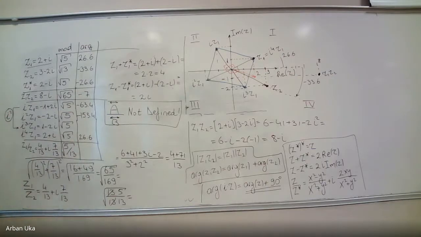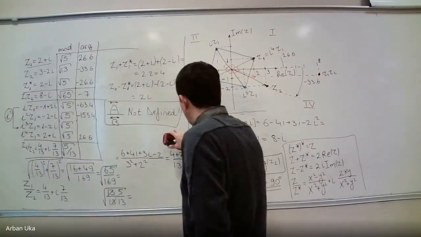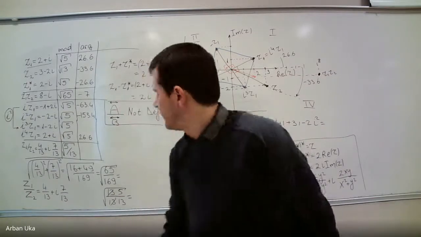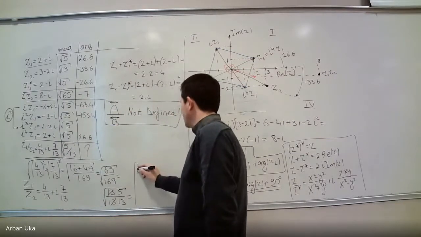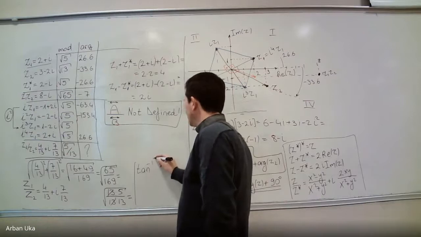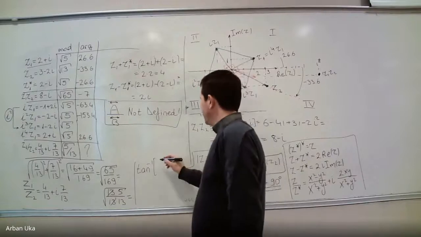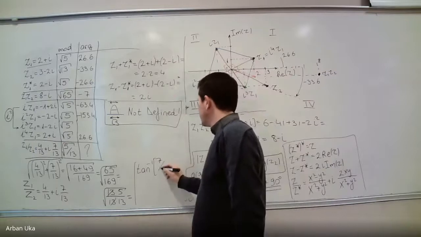So this is the modulus of this number. Then the other question is, what is the argument of this complex number? The argument of this complex number is going to be equal to the tangent inverse. So we're looking for this number. That number over there is going to be the tangent inverse of what? The y over x. What is y? It is 7 over 13 over 5. So this is going to be 7 over 4.